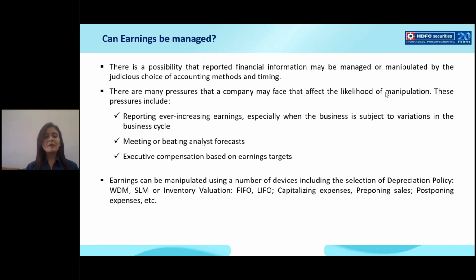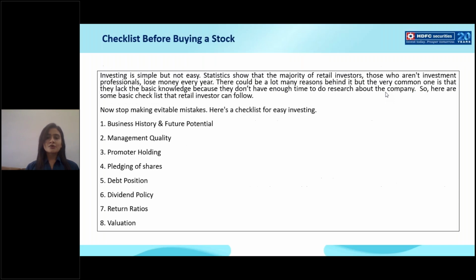Now, how can earnings be manipulated using these numbers? They use different methods like depreciation policy, inventory valuation policy, and capitalization of expenses, etc. All of these could be the possible devices by which financial statements can be manipulated. Moving on to the next slide, we have a checklist for buying a stock.